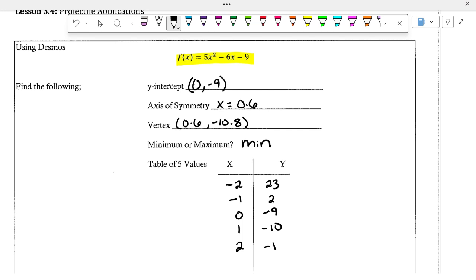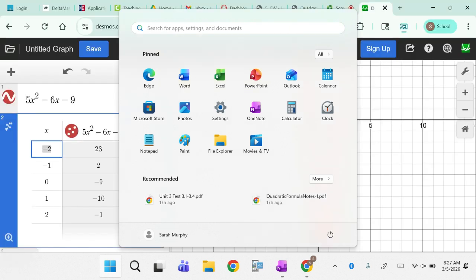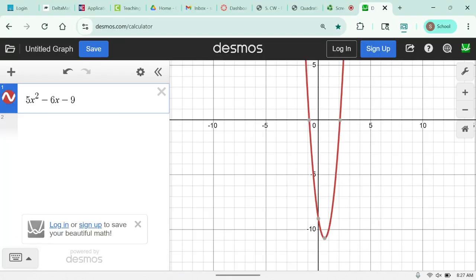All right, you guys find everything? Give you guys one more minute. Hit the gear key and then hit the little table icon.